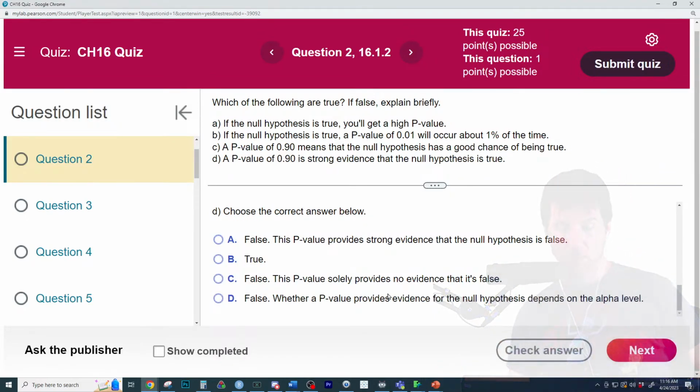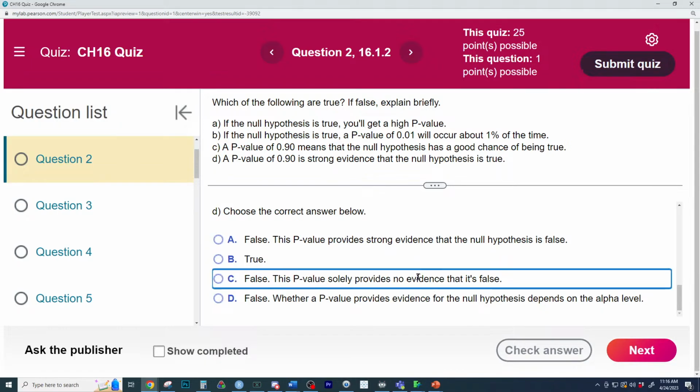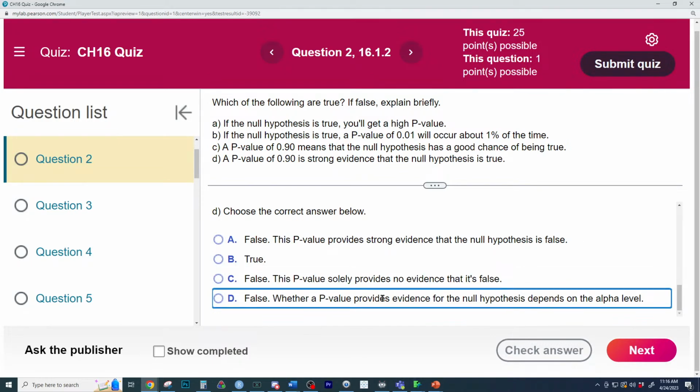Okay, let's see what this says. The p-value provides strong evidence that, no. This p-value solely provides no evidence that it's false. What? Well, if that's the answer, I'm just going to blow up. Whether a p-value provides evidence for the null depends on the alpha level. Well, we don't provide evidence for the null. I really don't like their wording right here.